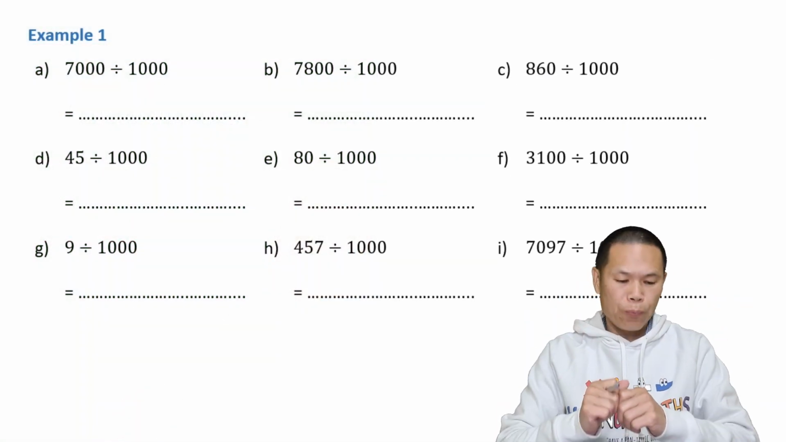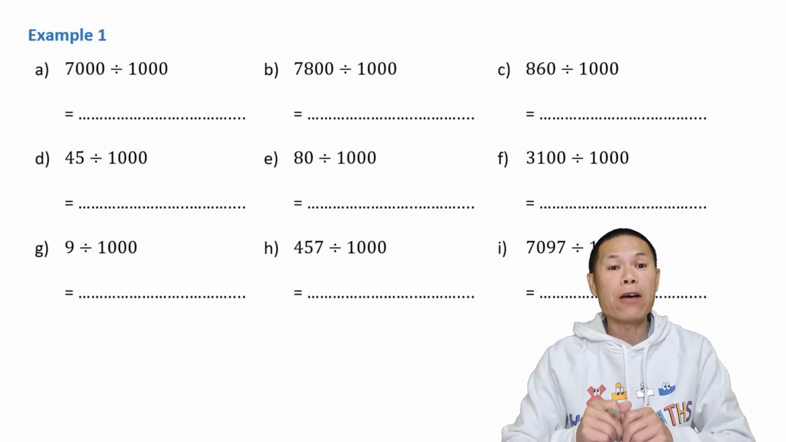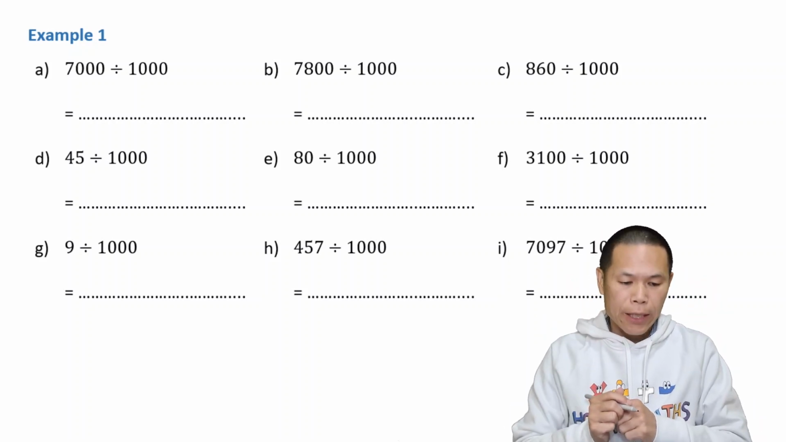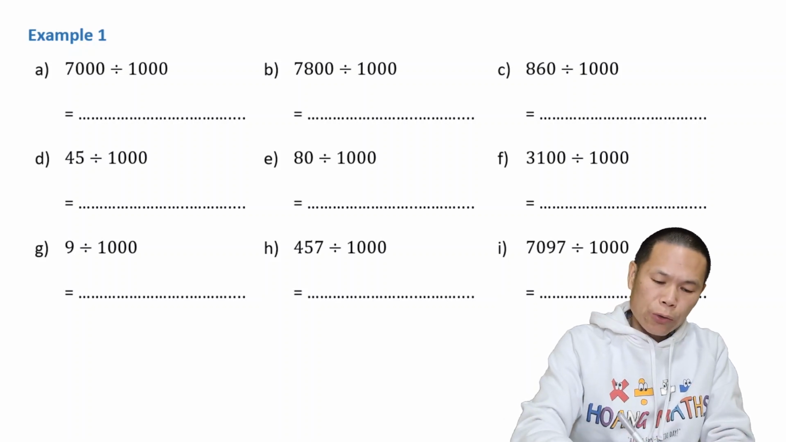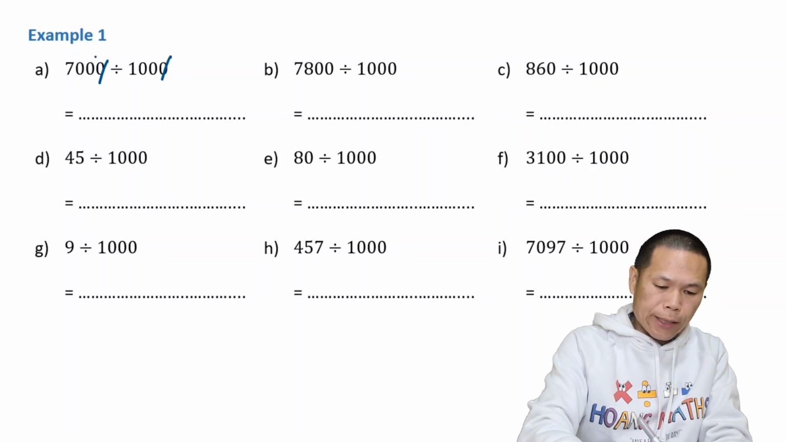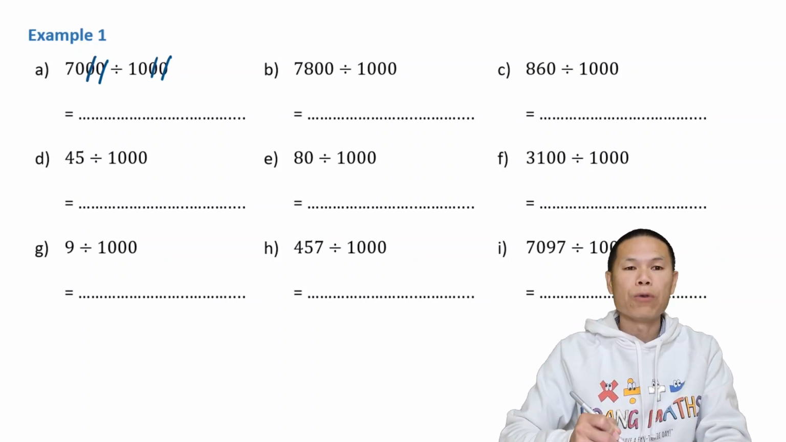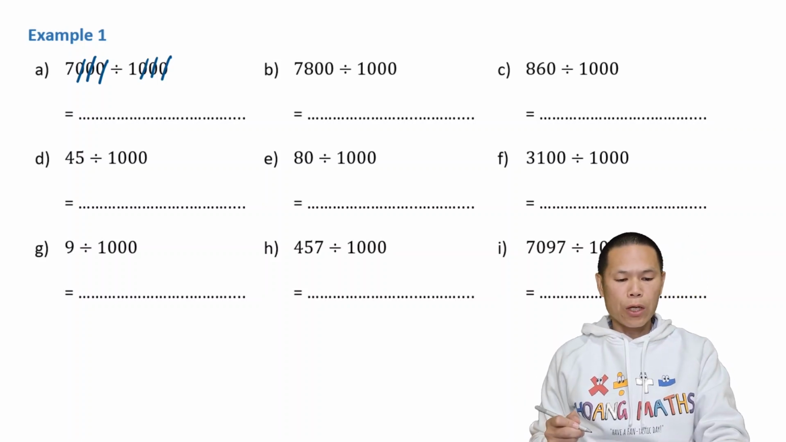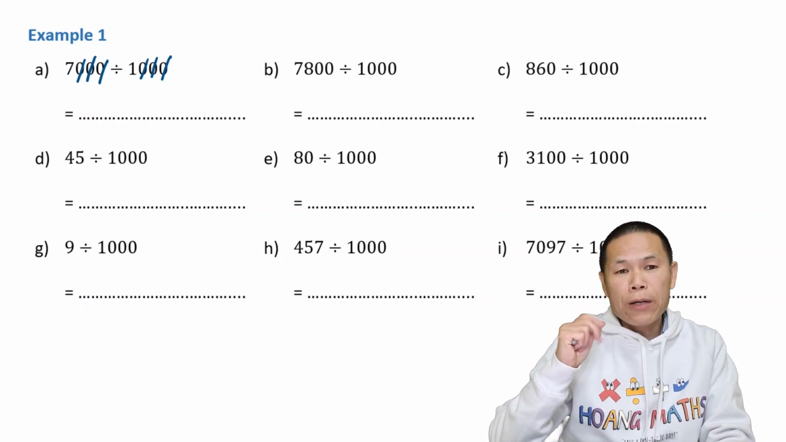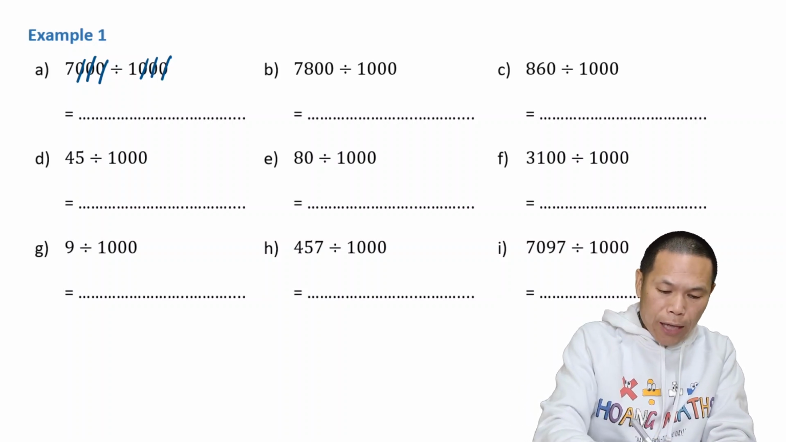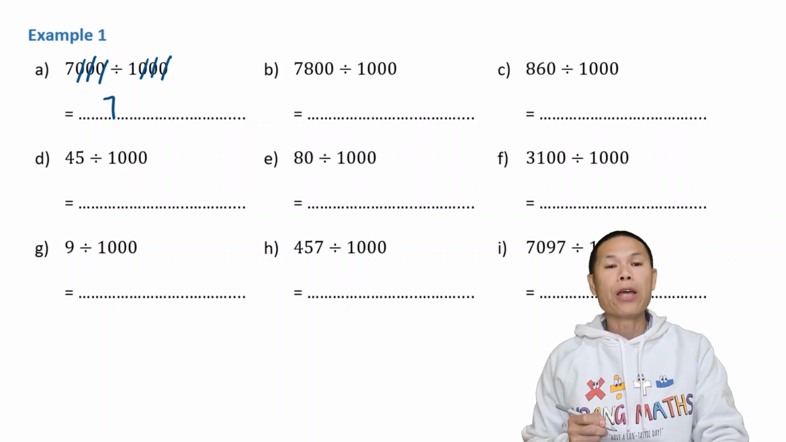First example, we have 7,000 divided by 1,000. So we can just simply cancel the zeros. This zero here, we can cancel with this zero. And this zero, we can cancel with this zero. And this zero here, we can cancel with this zero. So that becomes 7 divided by 1. So 7 divided by 1, the answer is 7. So there you go.